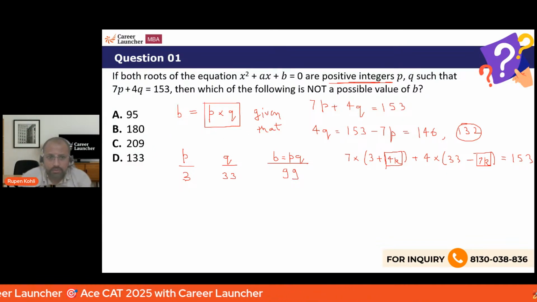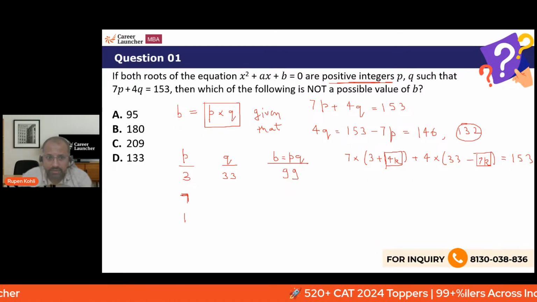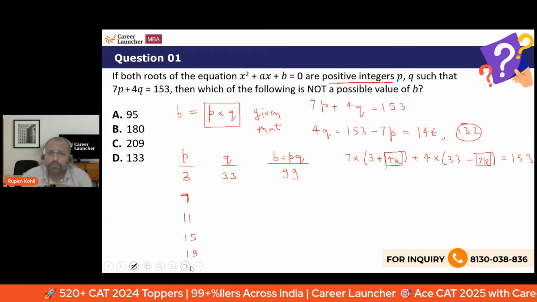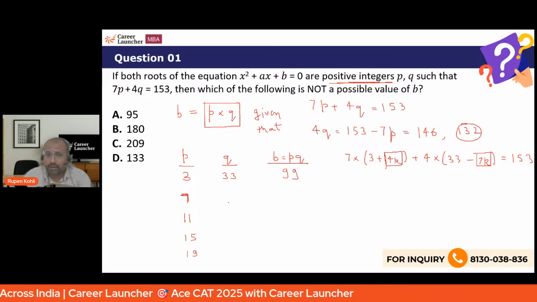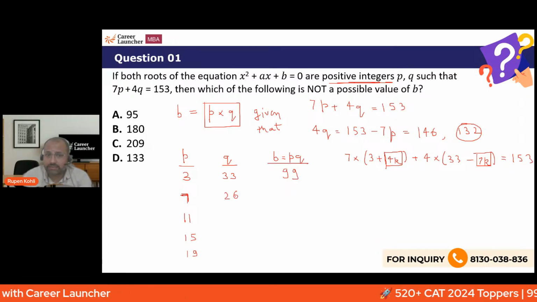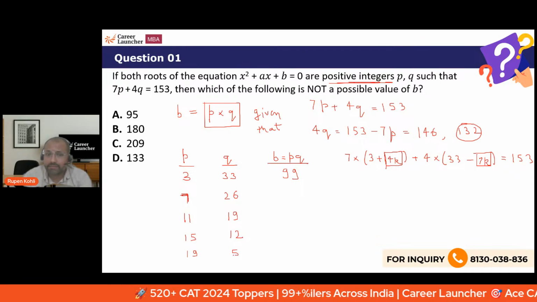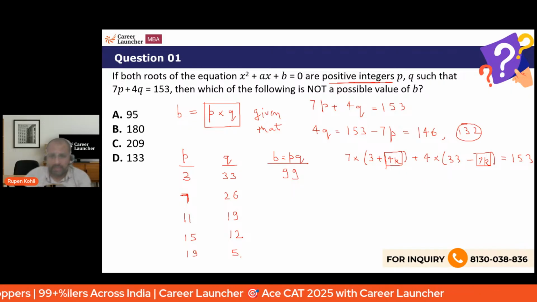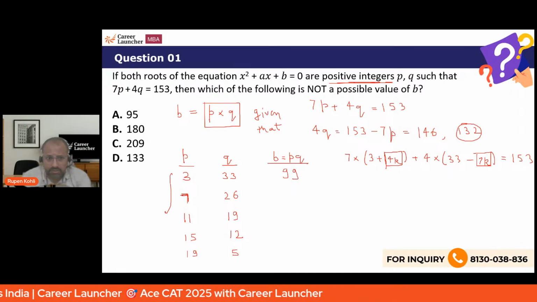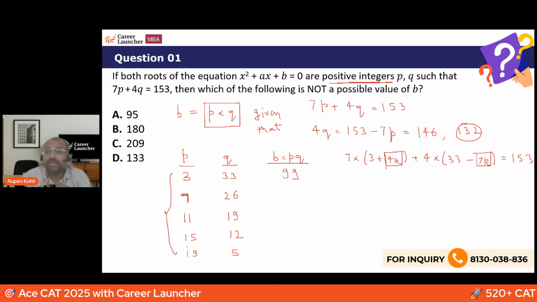So therefore 3, keep on adding 4 to that. So 3 plus 4 is 7, 7 plus 4 is 11, 11 plus 4 is 15, 15 plus 4 is 19, and so on. But we cannot go up to infinity, because ultimately here Q is decreasing in terms of steps of 7, and we cannot go below the level when Q starts becoming negative. 33 minus 7 is 26, 26 minus 7 is 19, 19 minus 7 is 12, 12 minus 7 is 5, and this is the last step. We cannot go to the next step, because then 5 minus 7 is negative. So these are the only possibilities of the roots P and Q, 5 possibilities.